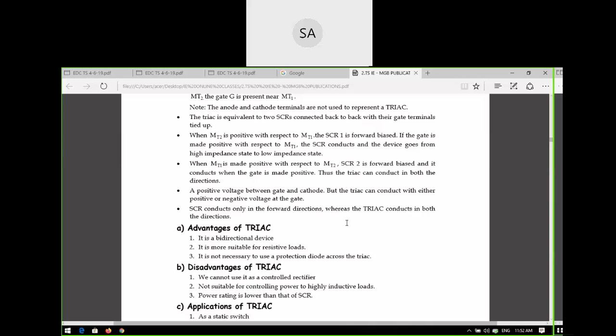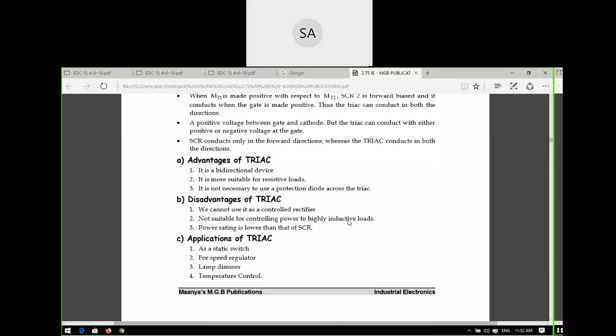Most of the times only two quadrants. What are they? First quadrant and third quadrant operation is mostly used. All four quadrants should not be used, so there is a problem. Some power dissipation problem is there. That is the reason the first quadrant as well as the third quadrant operation is mostly used. And the major advantage, if you see, the TRIAC is a bidirectional device, but the DIAC is also a bidirectional device. There is no problem.